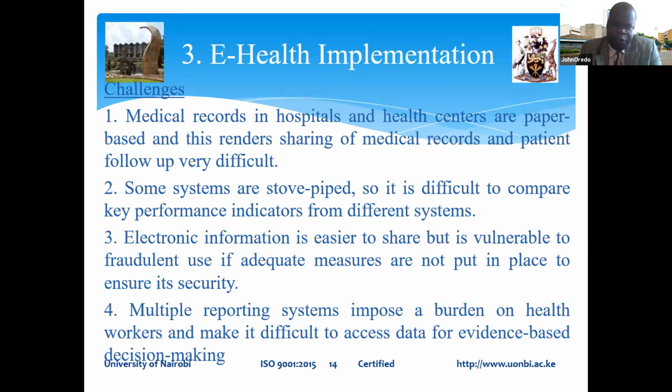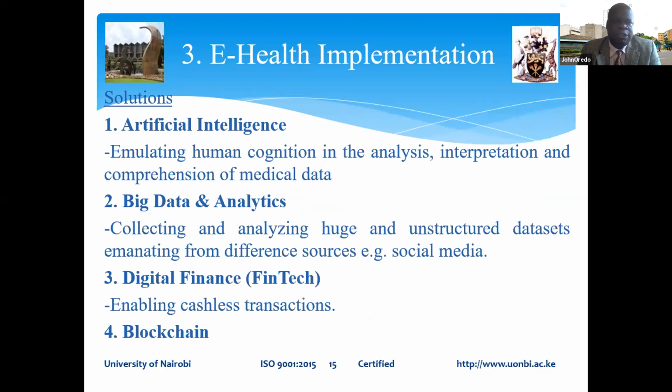Electronic information is easier to share, but is vulnerable to fraudulent use if adequate measures are not put in place. Those are measures to do with the security of the data. Then there are multiple reporting systems that need to be harmonized so that the data can make sense even to researchers. Now, digital technologies can provide some of the solutions.